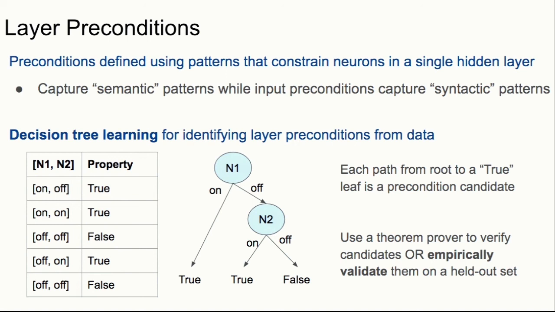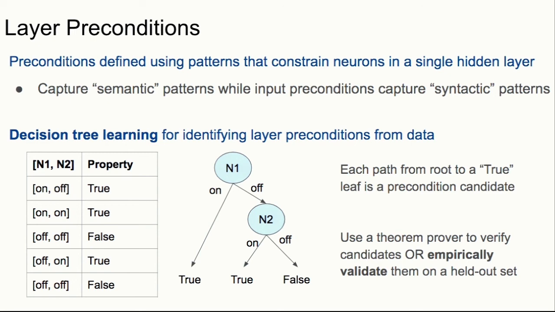is a candidate pattern. You can send them to Reluplex to check them, or if the formal check is expensive, then you can do empirical validation. So you take a held out test set and see how often that pattern implies the property. Or rather, what is the conditional probability of the property being true, given that the pattern holds?